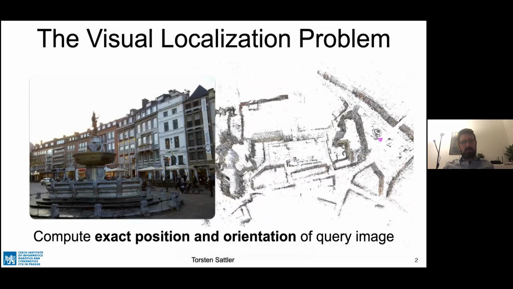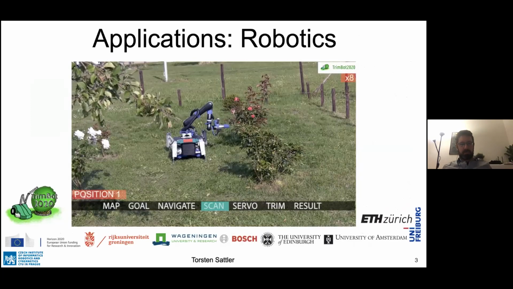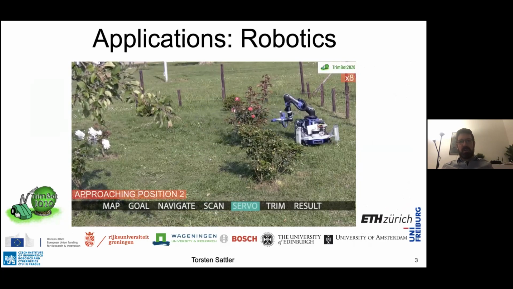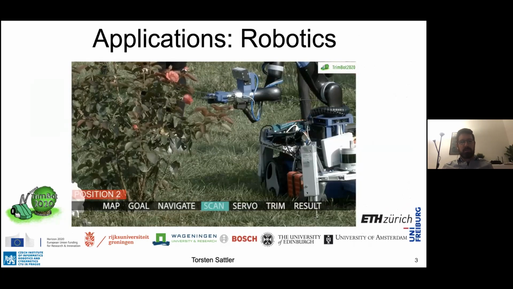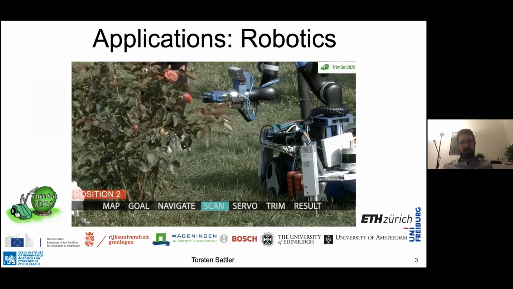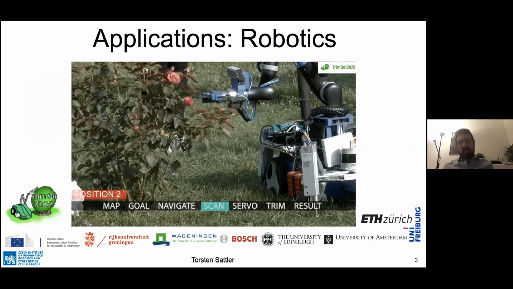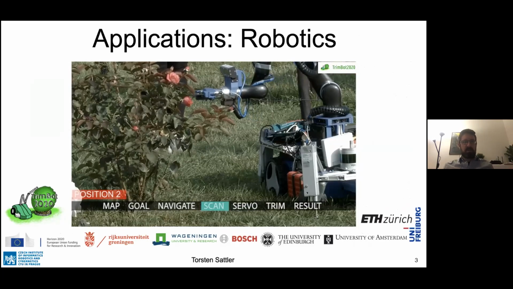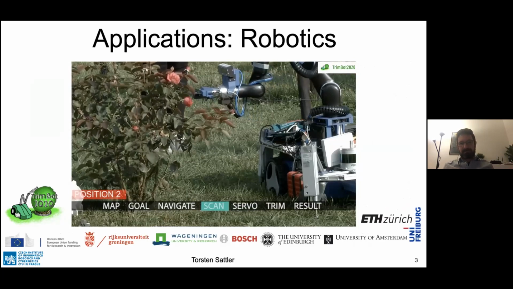Why is this an interesting problem? Visual localization has many applications. One of them is robotics. This is a Horizon 2020 project that I was involved in when I was at ETH. And the goal was to build a gardening robot that can cut roses, as you see here, and trim hedges. And that requires that the robot knows where it is in the garden so that it can navigate to its target location.